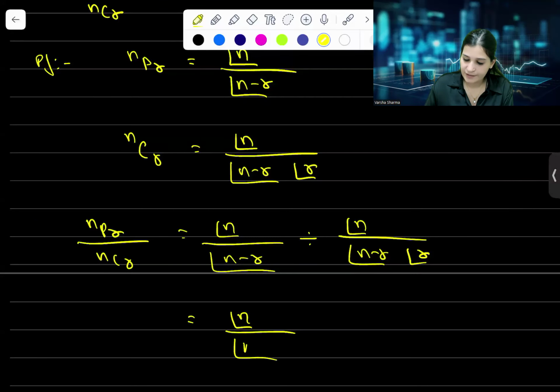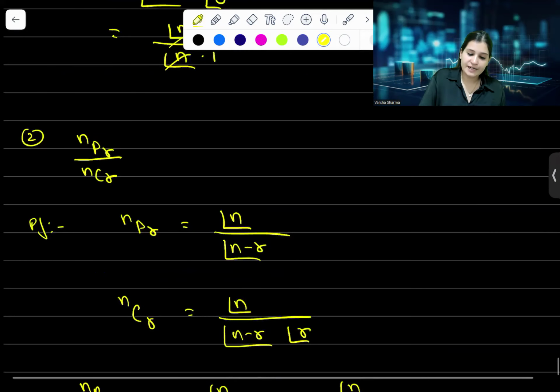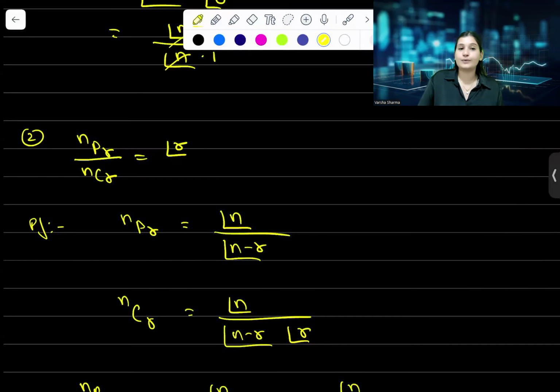Factorial n minus r, divide to multiplication. And then n minus r gets cancelled. We're left with what? Factorial r. So nPr and nCr when divided give us factorial r.